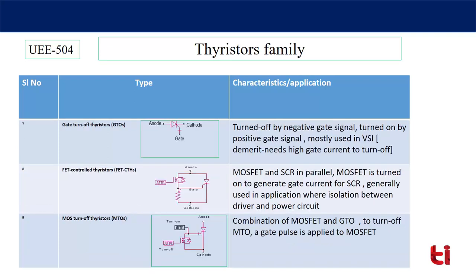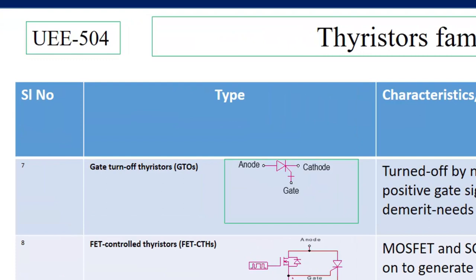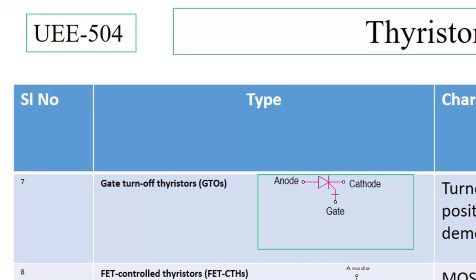Seventh one, it is a very interesting and popular thyristor, the gate turn off thyristor. Till now we have discussed that a thyristor can be turned on by applying a positive supply across the gate, but we have not discussed how the thyristor can be turned off. We have discussed turning off a thyristor: reduce the anode current below the holding current and allow enough time for the excess carriers to settle down. At the same time, we have to apply reverse voltage across the thyristor to turn it off.